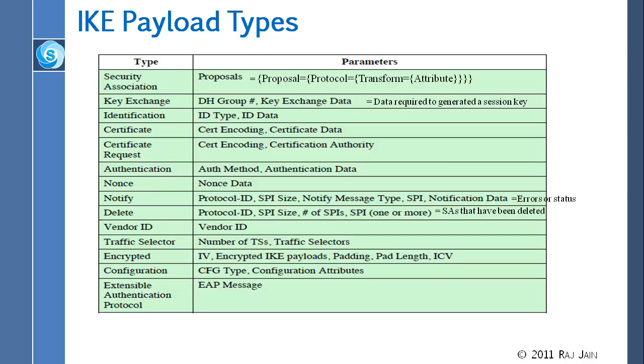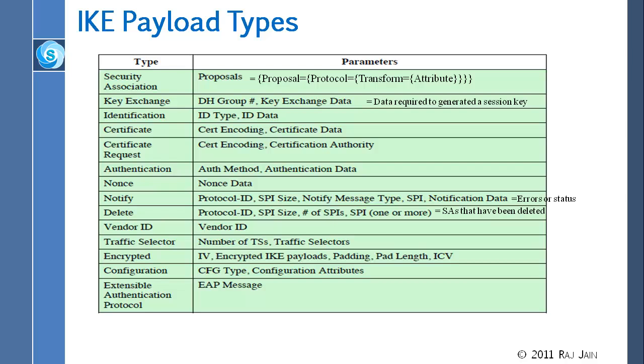If it is a key exchange message, then it will contain the Diffie-Hellman group number. So that is the global group number. Remember we talked about there being 7 or 8 group numbers specified in the RFC. So you will put that this is the group number I am taking, and these are all the data required for generating the key. If it is an ID, then it will say what type of ID it is, IPv4, IPv6, and whatever the ID is.